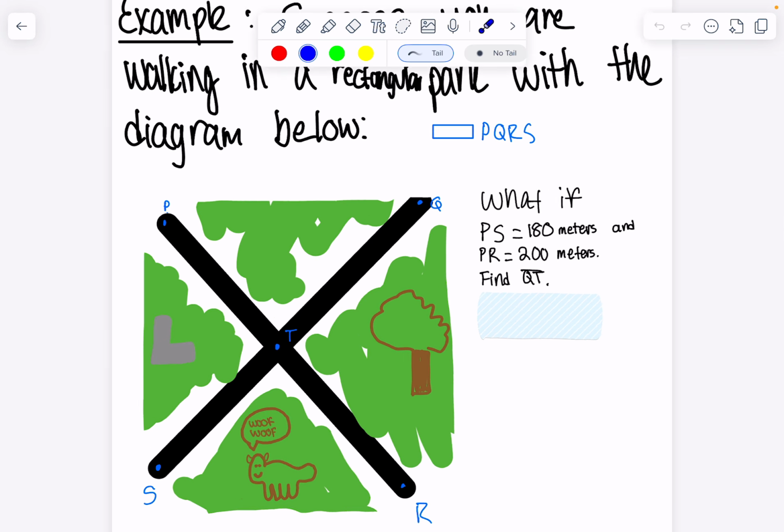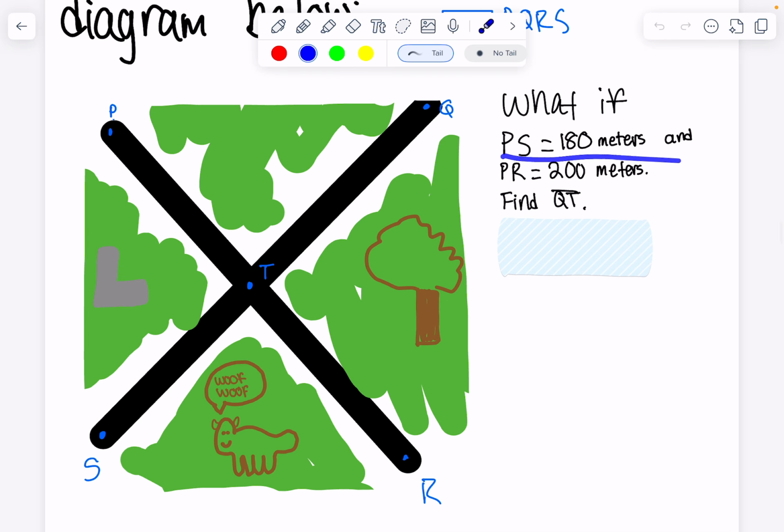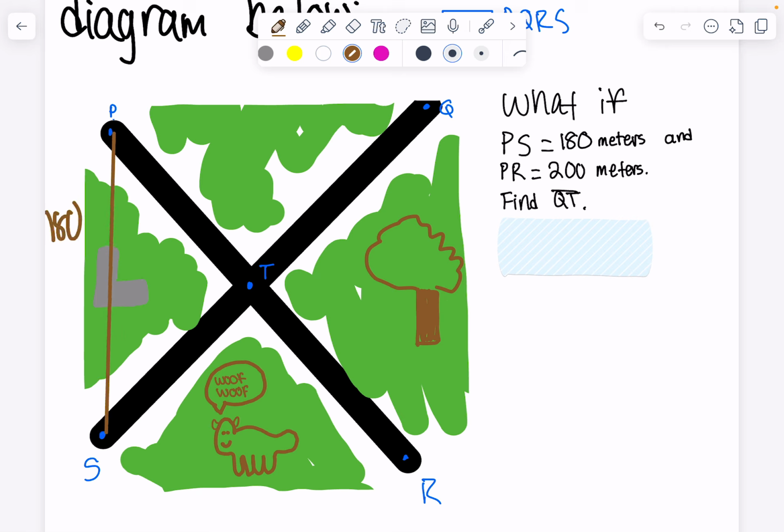But our question is, let's suppose PS is 180 meters and PR is 200 meters. So, PS, and I'm going to use, what color are we going to use here? We'll use some gray, we'll use brown. PS, they tell me, is 180 meters. They also tell me that PR is 200 meters. And they say find QT, which is right here.